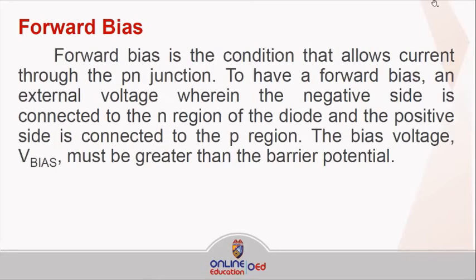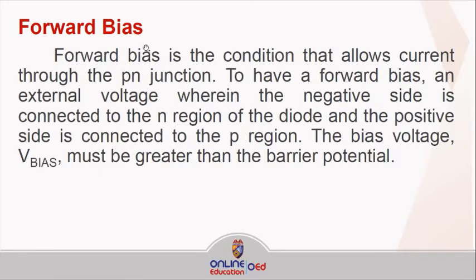Okay? Now we will discuss forward bias. What is forward bias? Forward bias is the condition that allows current through the PN junction. To have a forward bias, an external voltage is applied wherein the negative side is connected to the N region of the diode and the positive side is connected to the P region. Then we will have a forward bias.